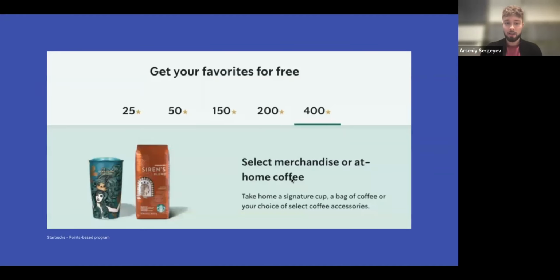For points-based, Starbucks. Basically, you gather a certain number of points, and you get to select a reward based on the amount of these points. Quite simple, quite familiar, quite popular brand. I think everyone knows Starbucks. Basically, that's an example of how it works.